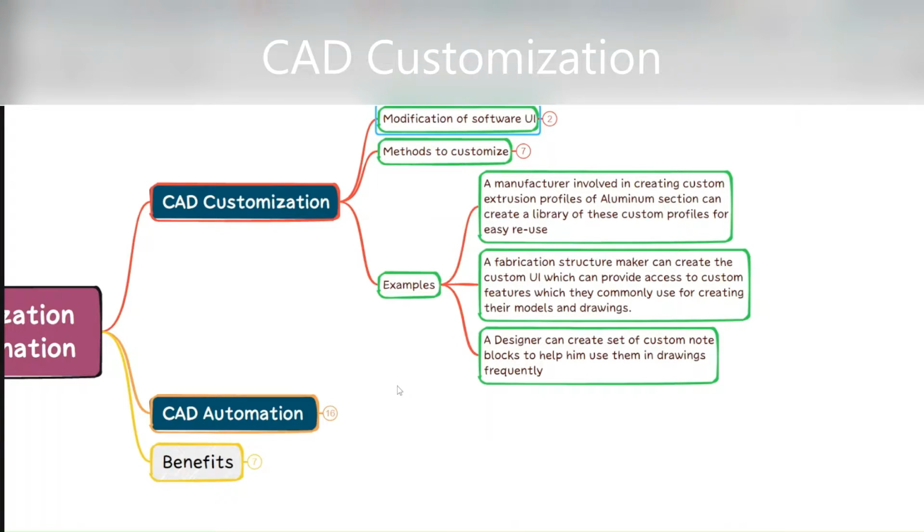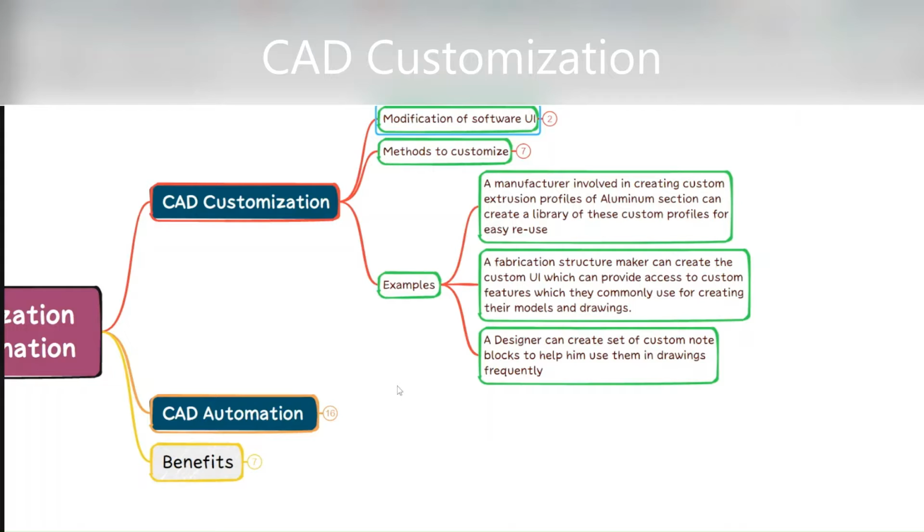Another example is a fabrication structure maker who can create a custom UI, which can provide access to custom features which they commonly use for creating their models and drawings. So if there is a set of custom features that they very often use, they can create a custom UI, and that can trigger the use of these features for them easily.